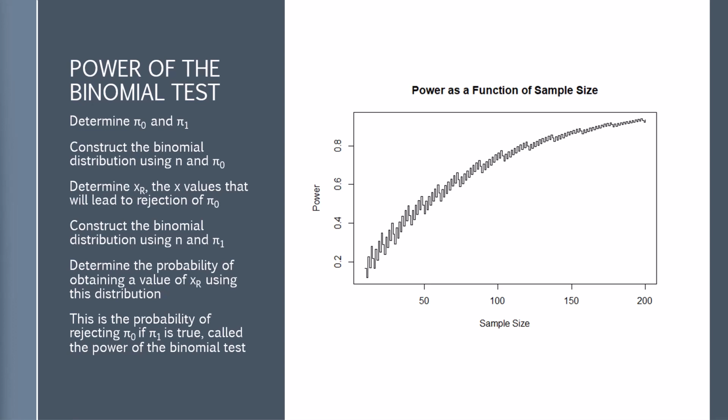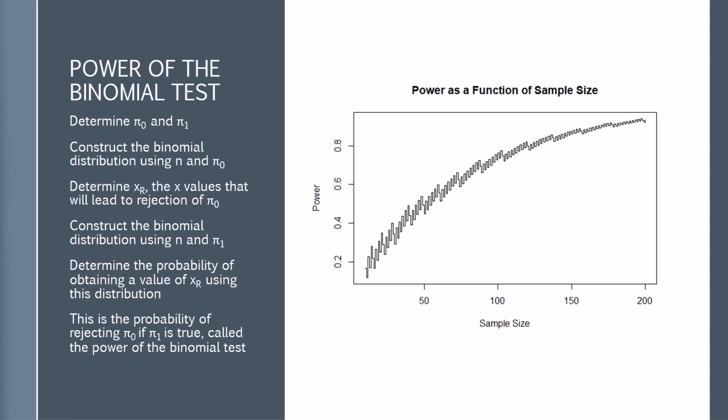We typically set that alternative hypothesis by choosing the smallest value of pi sub 1 that we still consider an important enough difference from pi sub 0 to warrant this research study. We construct the binomial distribution using n, the number of observations we're proposing, and the null hypothesized value of pi. And then we determine the critical region, that is, all the values of x, the observed number of successes, that would lead to rejection of the null hypothesis.